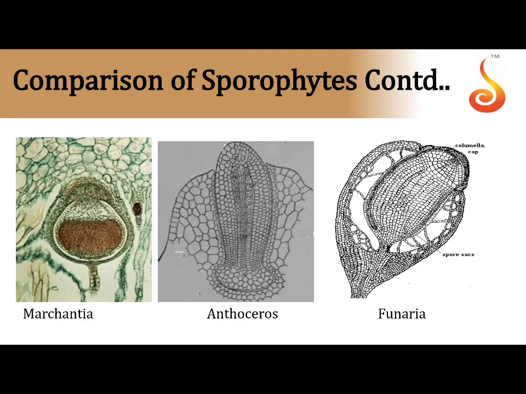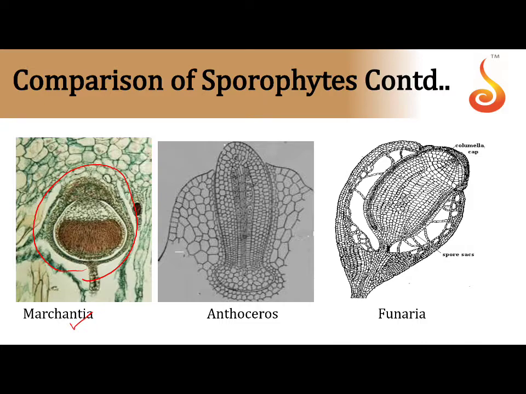Yes, this is the comparison of the sporophyte in liverworts, hornworts, and mosses, that is Hepaticopsida, Anthoceratopsida and Bryopsida. In the case of Marchantia, which is a liverwort, I don't have a very long sporophyte. What I have is the closed structure inside which the spores are produced. Sporogonium we call it.